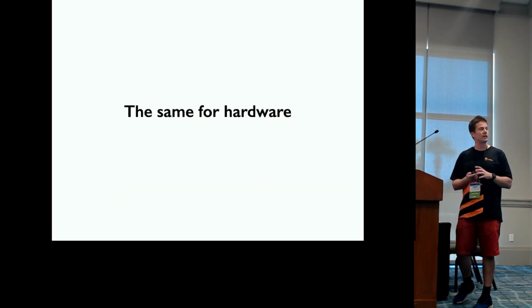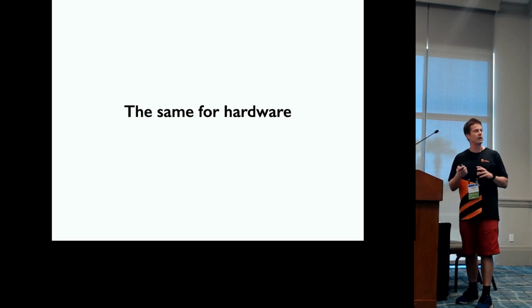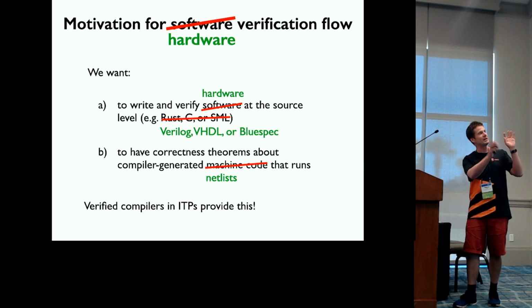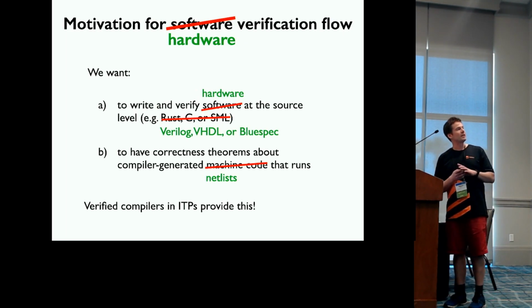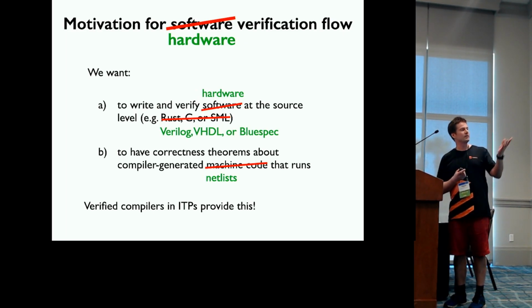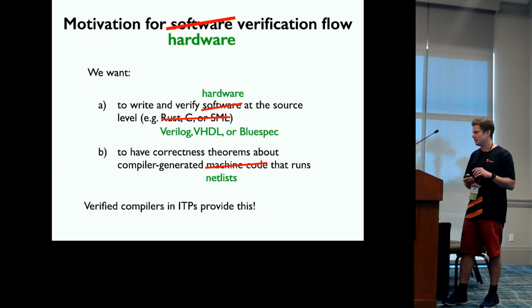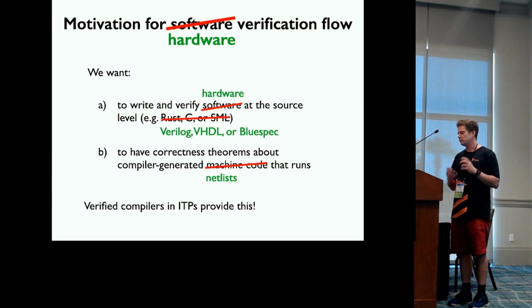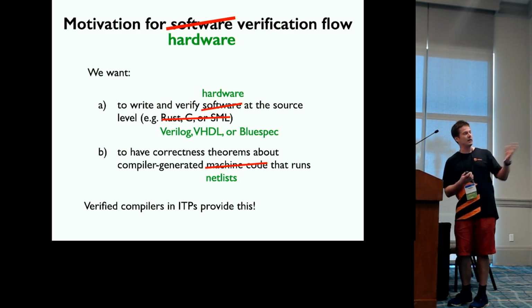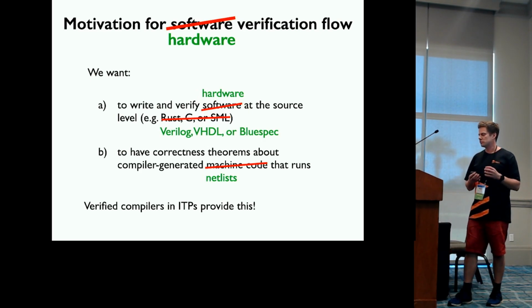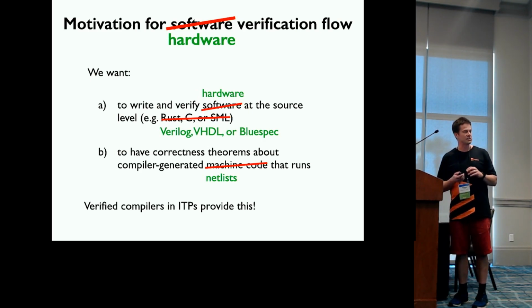And then, if we look at hardware instead of software, we can take the same thing and just replace software by hardware. Instead of source-level languages like Rust, C, or ML, we have Verilog, VHDL, or BlueSpec. And we again have a compiler, and instead of talking about machine code, we talk about netlists. And of course, sometimes compilers here are called synthesis tools.